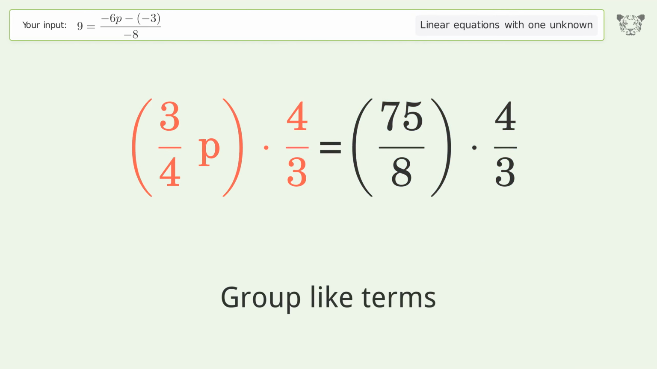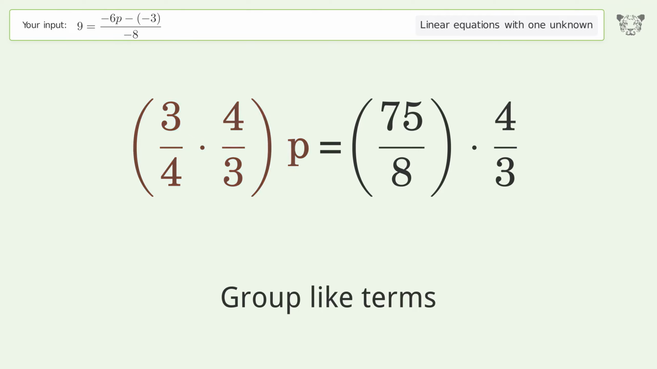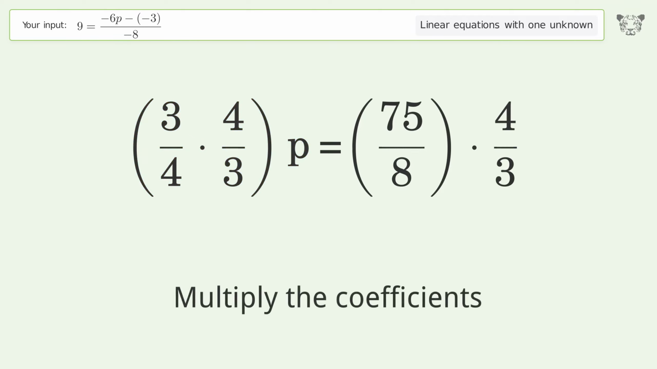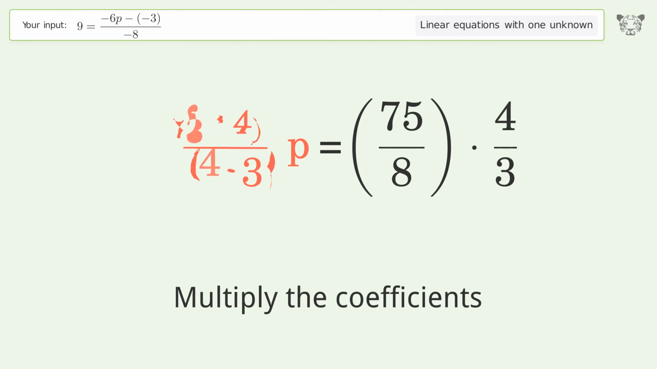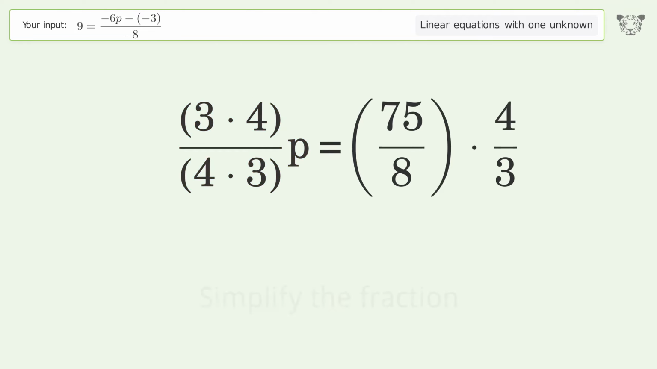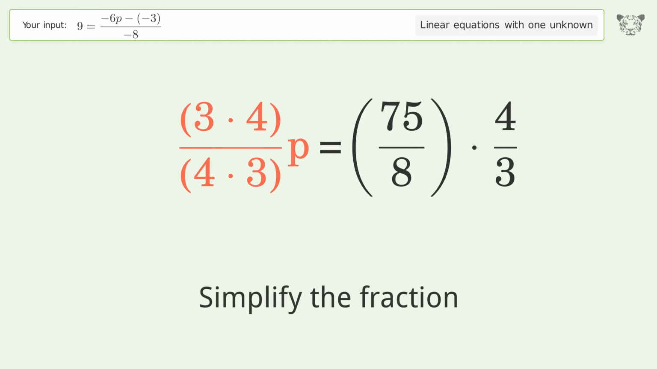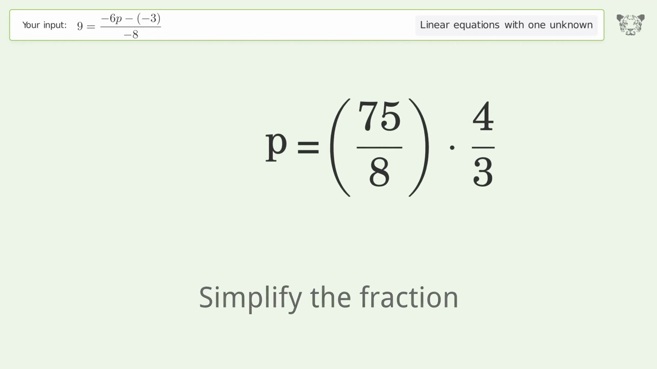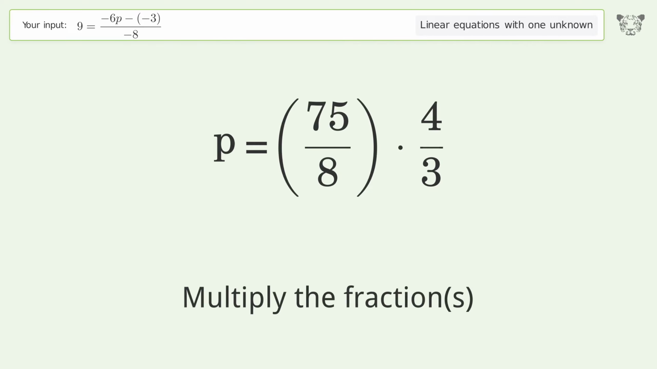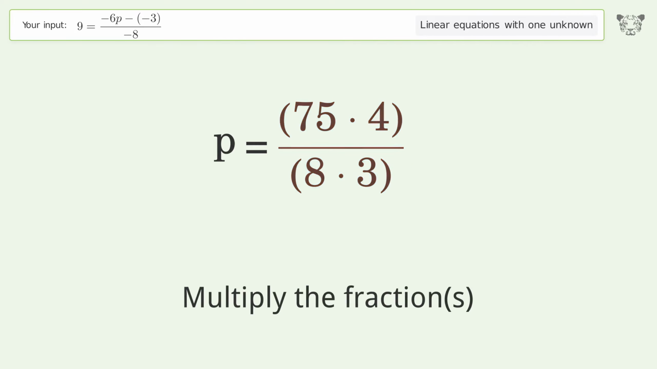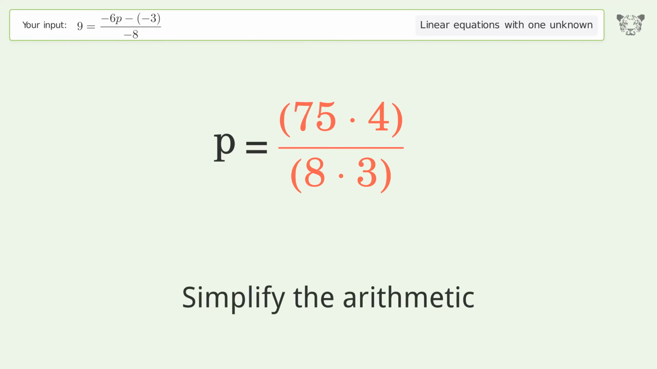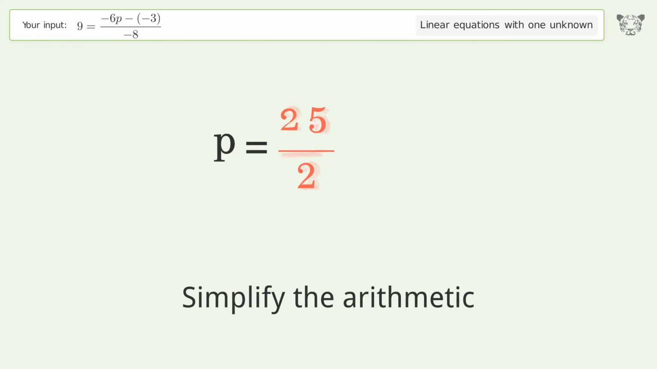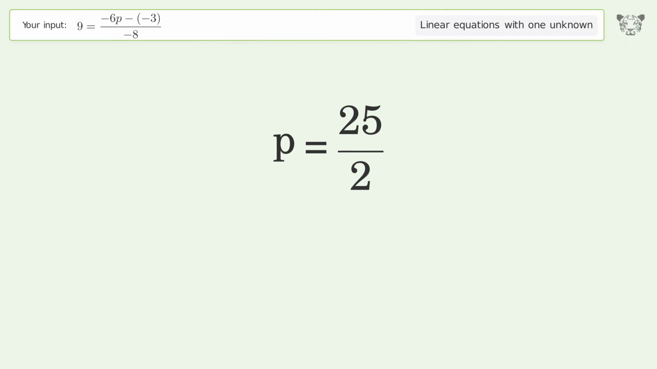Group like terms. Multiply the coefficients. Simplify the fraction. Multiply the fractions. Simplify the arithmetic. And so the final result is p equals 25/2.